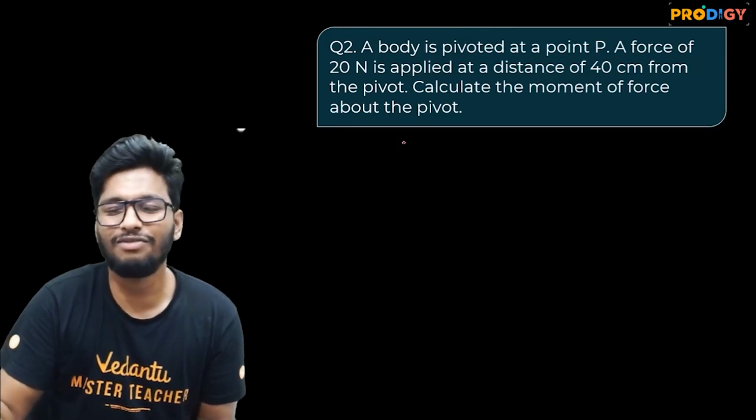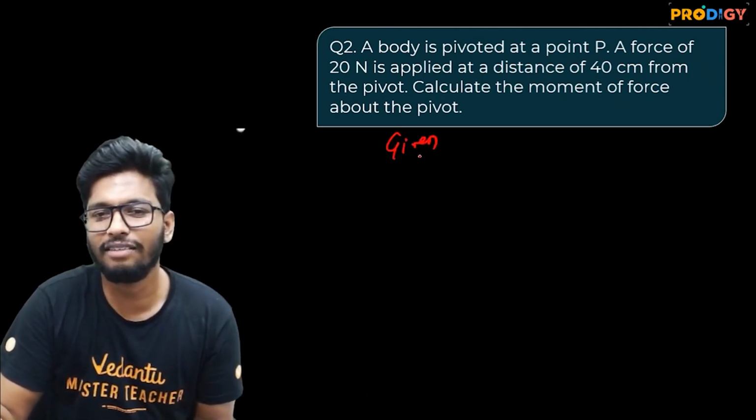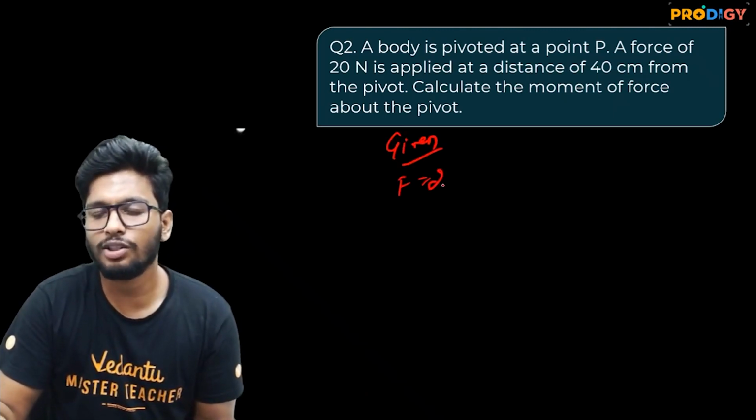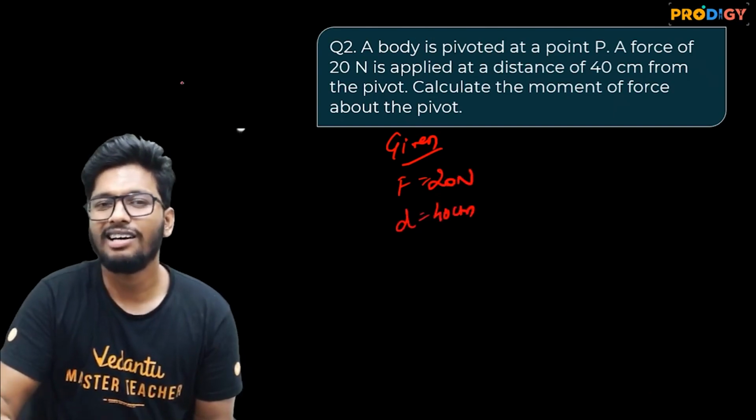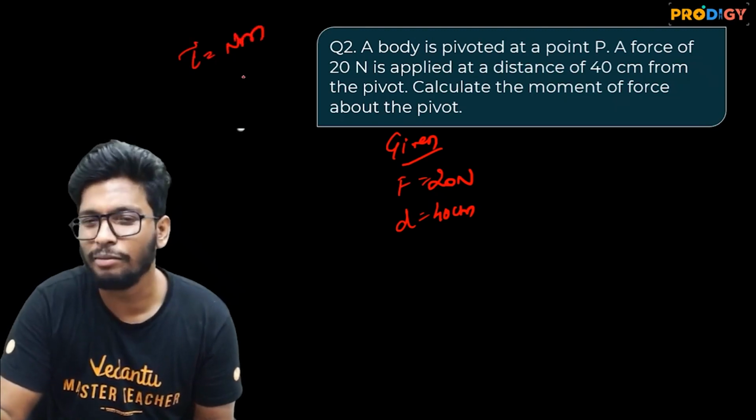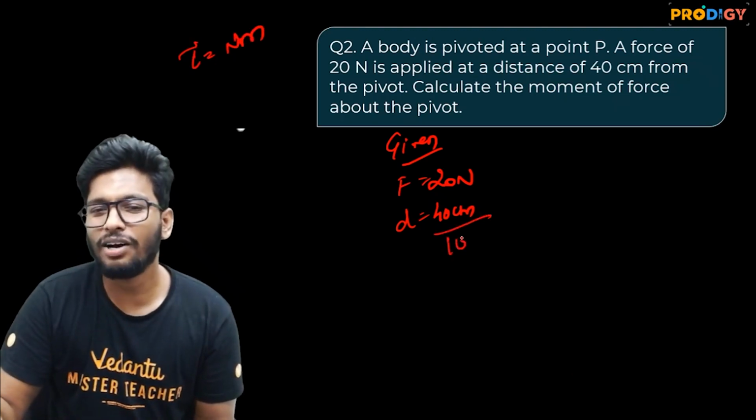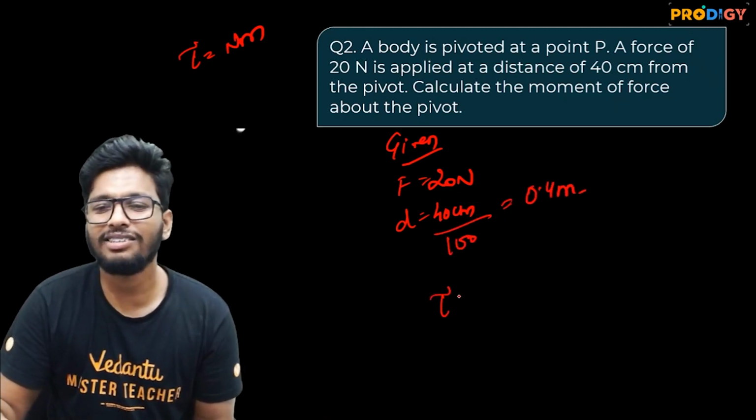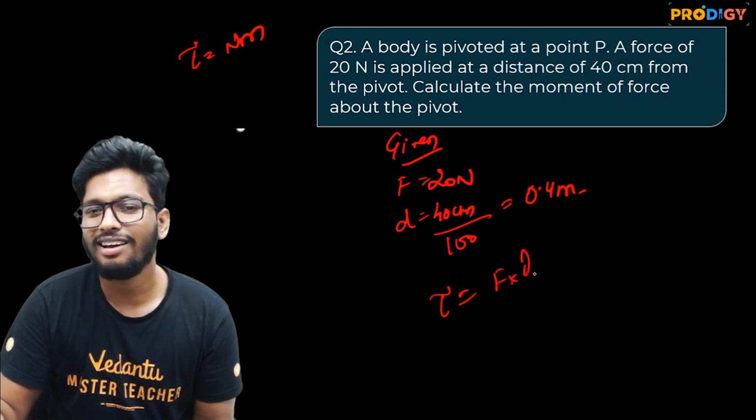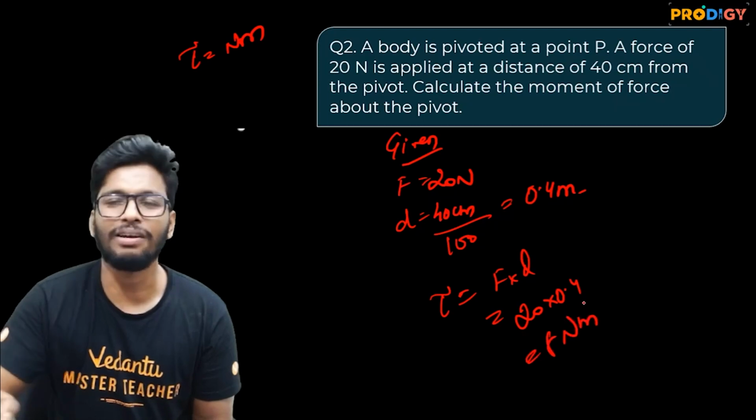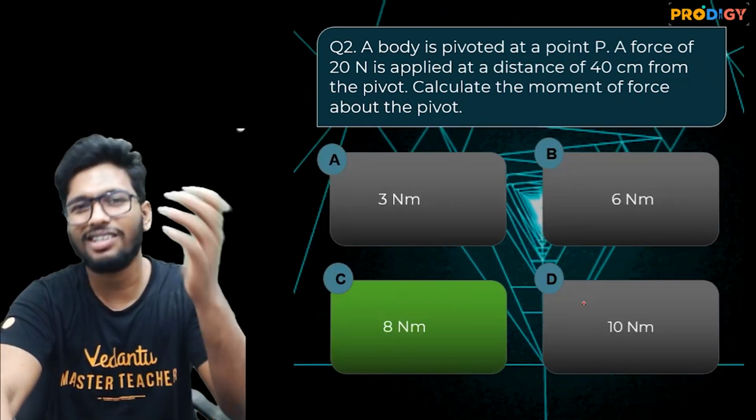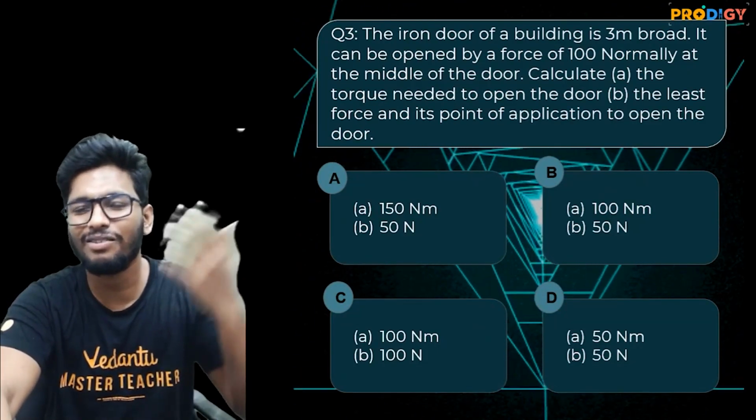Quite simple guys. First of all, write down what is given. The force is given as 20 Newton. The distance is given as 40 centimeter. Now here's the thing: the SI unit of torque is Newton meter, not Newton centimeter. So convert this to meters, divided by 100. That is 0.4 meters. Now put it in the equation. Tau is equal to F into d. F is 20 into 0.4. So 8 Newton meter would be the answer. As simple as that. How hard was that? Next question.